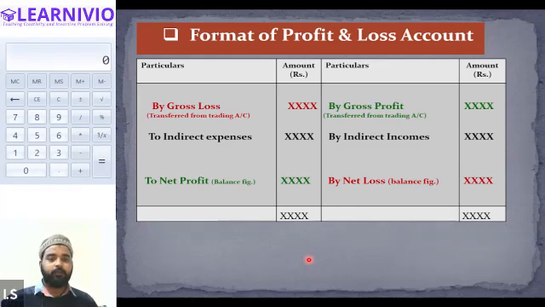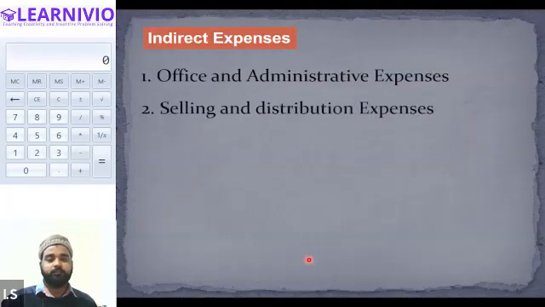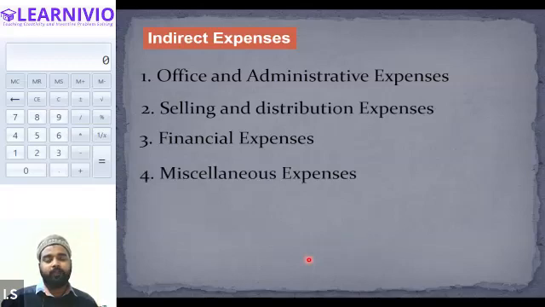Okay. Now, let me tell you a few items which are included in the indirect expenses. So indirect expenses are of basically 4 types. Indirect expenses may be related to office and administration. Indirect expenses may be related to sales and distribution. Indirect expenses can also be related to financial expense, or there may be some miscellaneous expenses. So all the expenses that are incurred after the factory, when the product goes, any expense incurred beyond the factory is considered as the indirect expense.